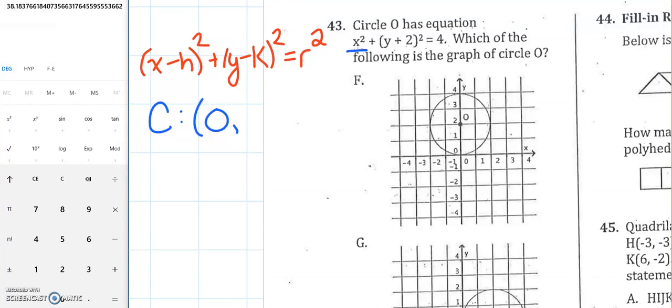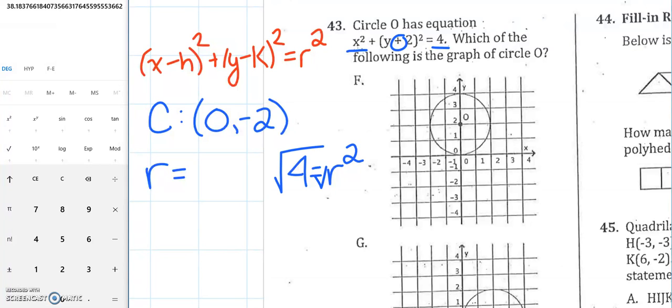Now, the quick rule is just take the sign that's already there and you're going to flip it. So instead of a positive, we're going to make that a -2 for our y value center. And then the radius, since this 4 that they gave us is your radius squared, we're going to undo the square by taking the square root. Square root both sides, and 2 is the length of your radius. So let's find a diagram that has 0, -2 as the center with a radius of 2.